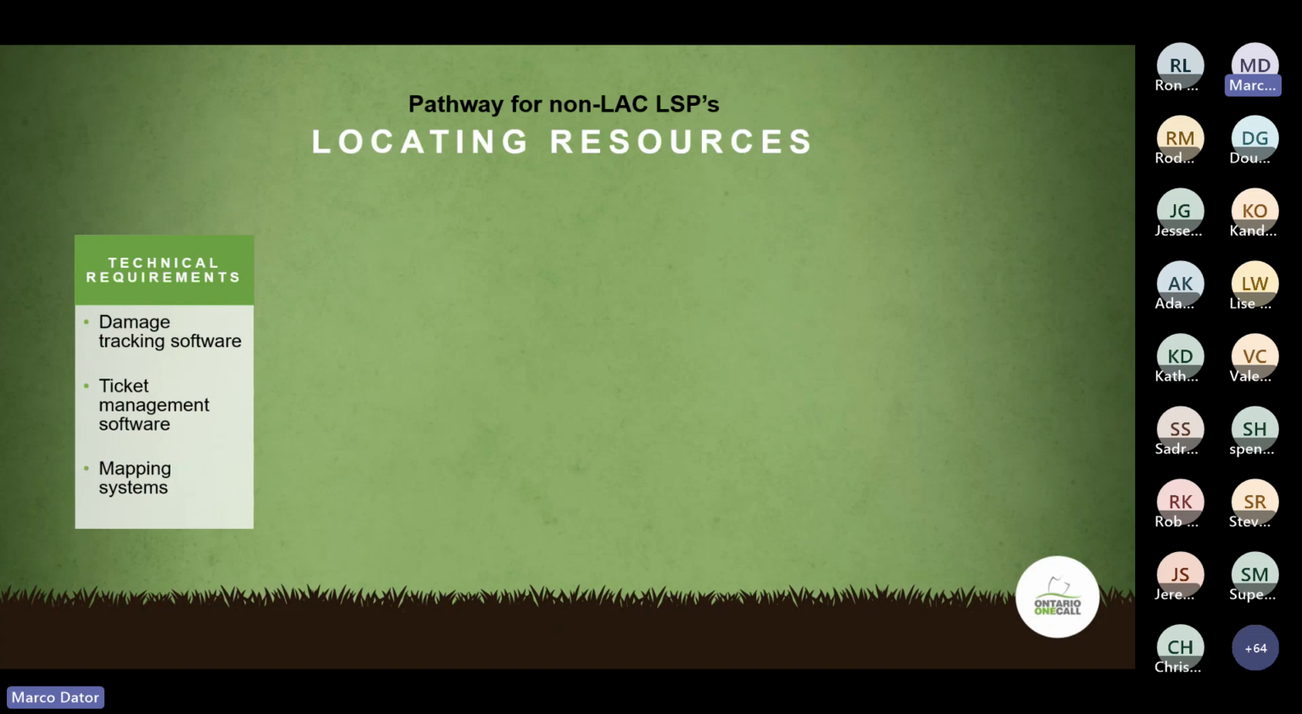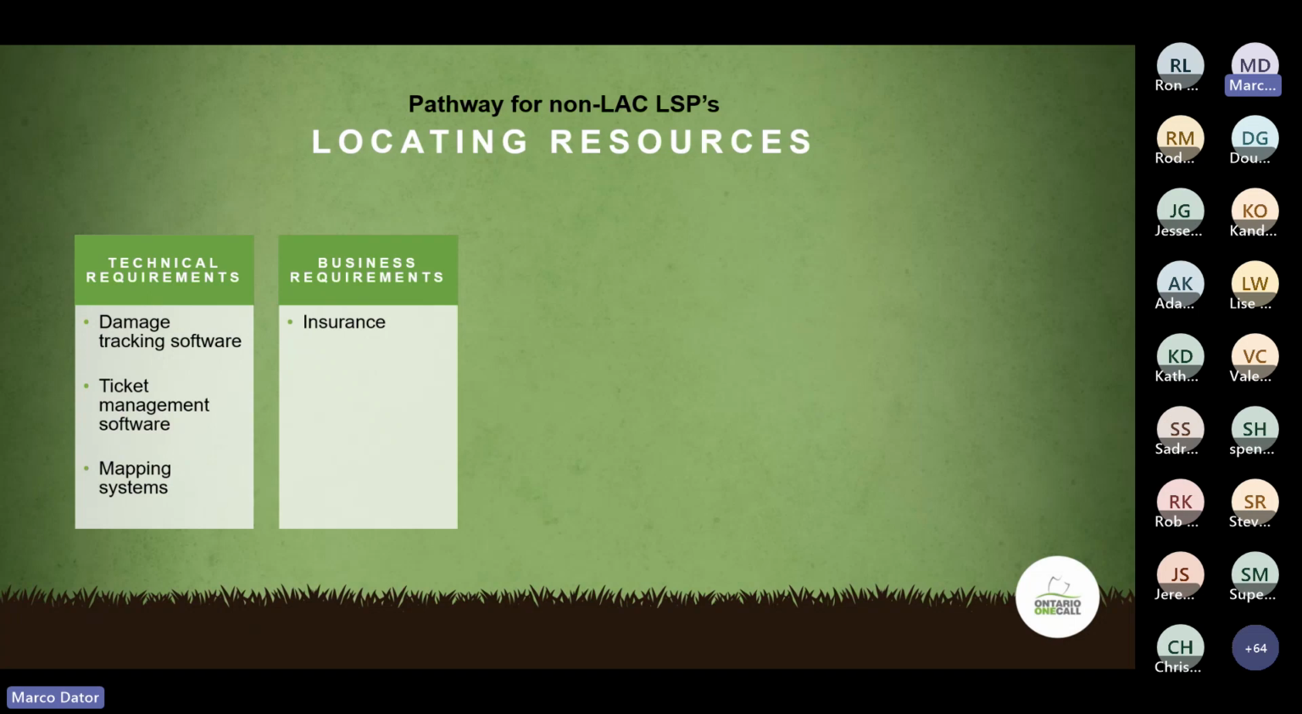We're also looking at the mapping system, such as Plan View or any member-specific system. The member and the DLSP will look at how you can best provide your best available mapping so that the dedicated locator service provider can safely locate your infrastructure. We'll also look at the business requirement. We only have one there, which is insurance, a straightforward common business practice where there are high-risk liabilities involved.